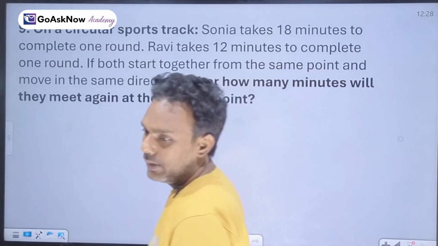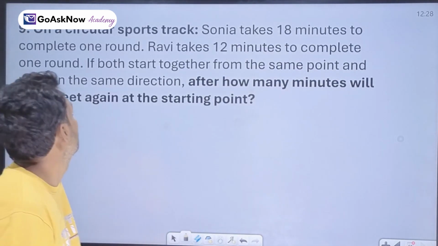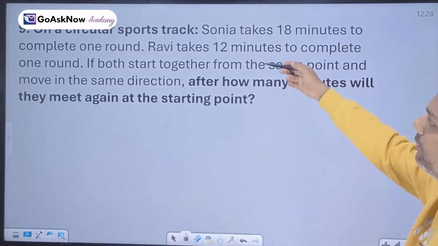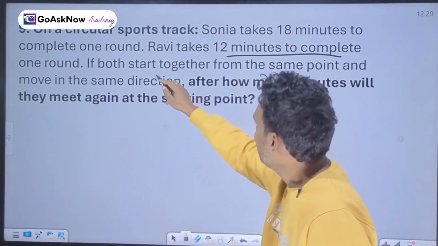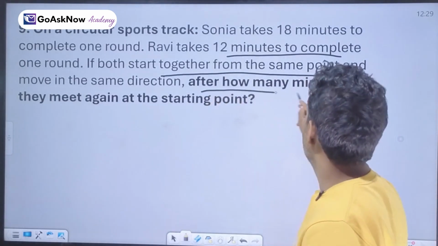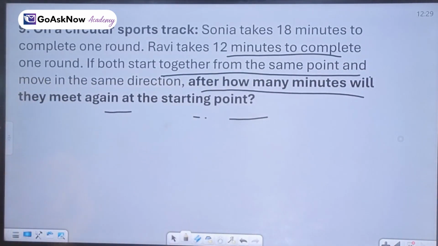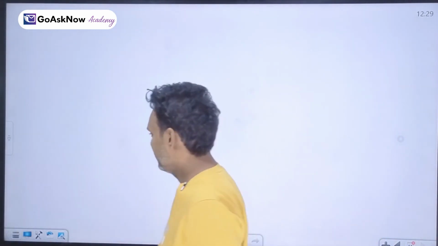Okay. Now we are going to do our last question. On a circular sport track, Sonia takes 18 minutes to complete one round. Ravi takes 12 minutes to complete one round. If both start together from the same point and move in the same direction, after how many minutes will they meet again at the starting point? Okay, first of all, we will learn the concept, the idea behind this question.